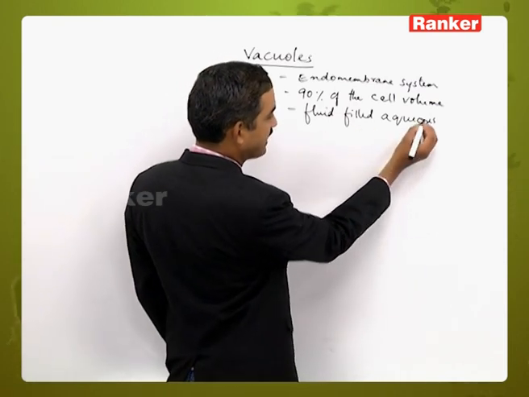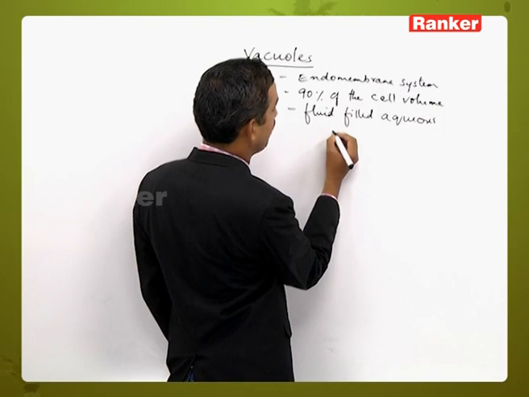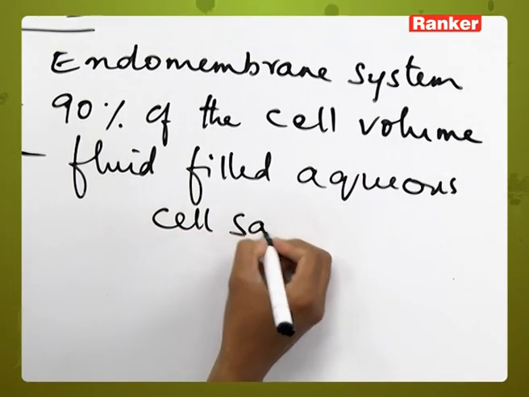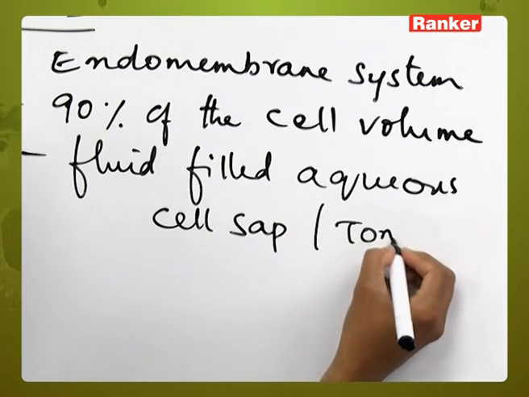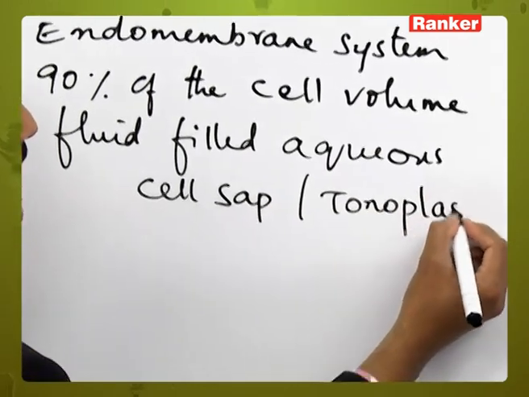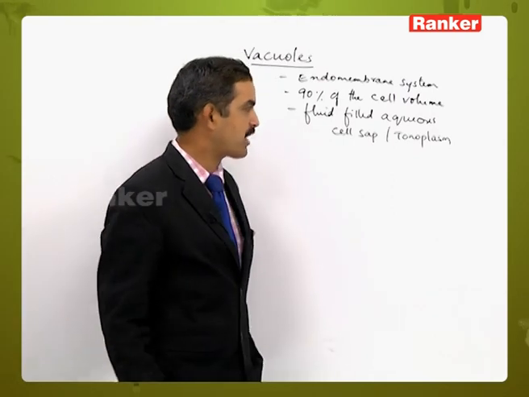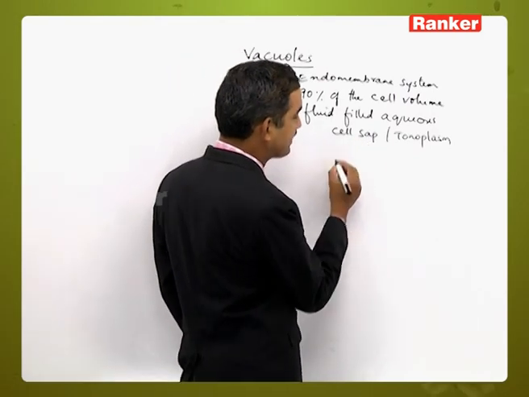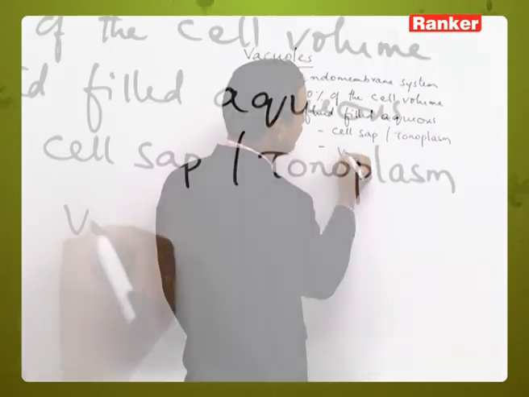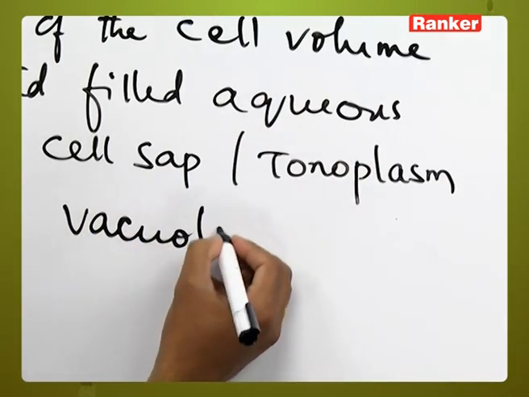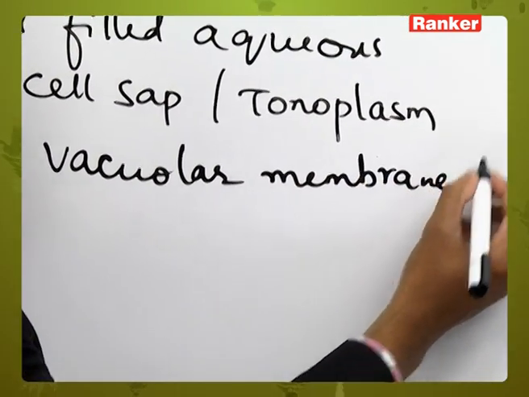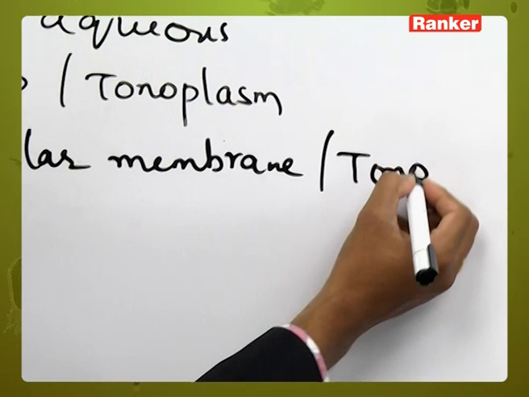The fluid filled aqueous material present inside the vacuole is called cell sap or tonoplasm. The liquid content present inside the vacuole is called cell sap or the tonoplasm, and this tonoplasm or cell sap is surrounded by a membrane. That membrane is called the vacuolar membrane, or otherwise it is called the tonoplast.